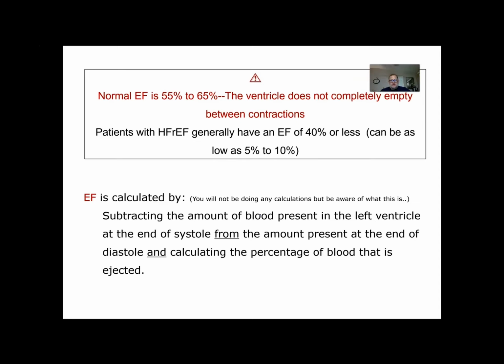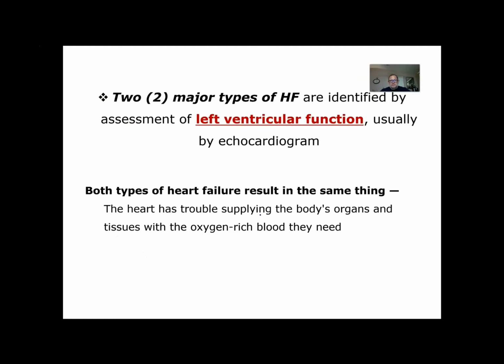Patients with heart failure with reduced ejection fraction generally have ejection fractions of 40% or less, and it can actually be as low as 5 to 10%. You don't need to do the calculations, but just to understand, you subtract the amount of blood present in the left ventricle at the end of systole from the amount present at the end of diastole and calculate the percentage of blood that's ejected. Kind of like that example I did previously.